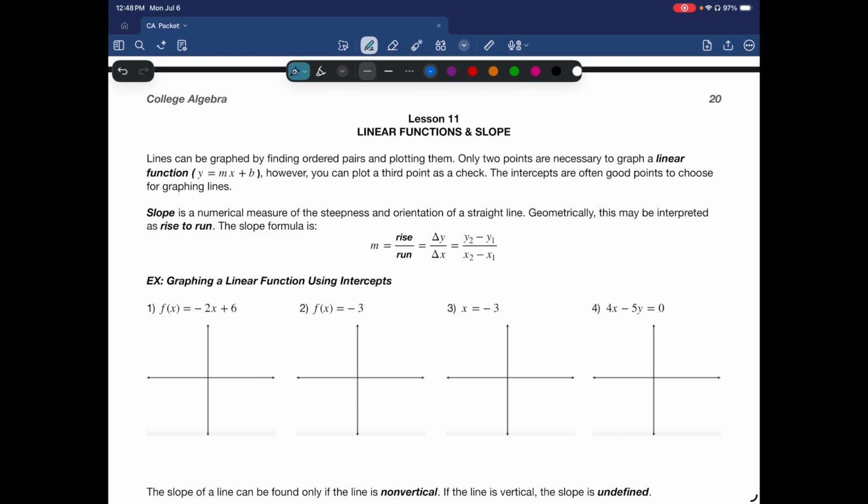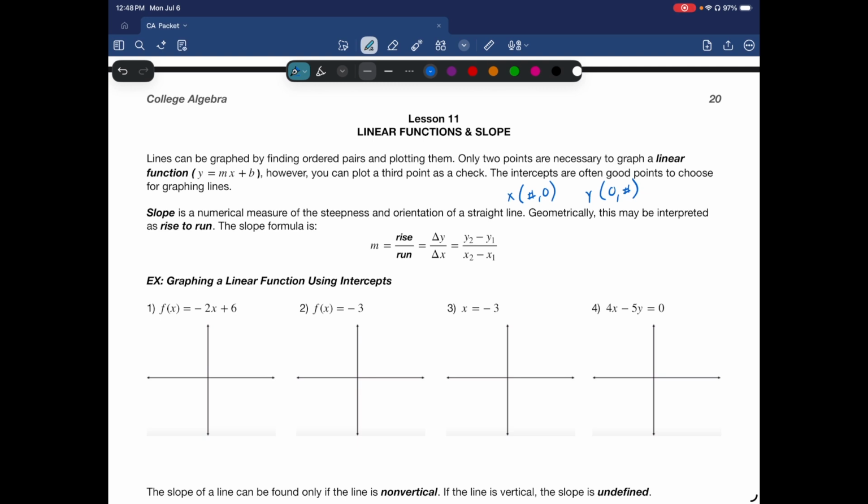So if you have your x-intercept, it would be some number, and then y is 0. And then your y-intercept would be 0, and then some number, where x is 0. All right, so if you use those 2 points, that's 2 points. You can go find slope and be on your merry way.